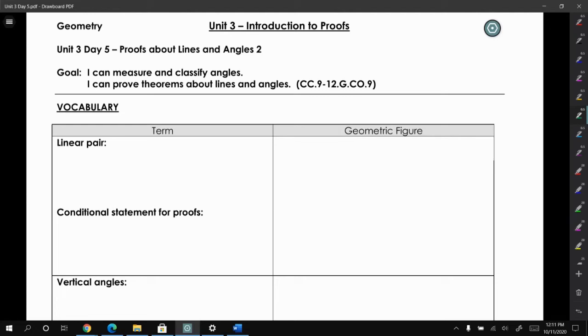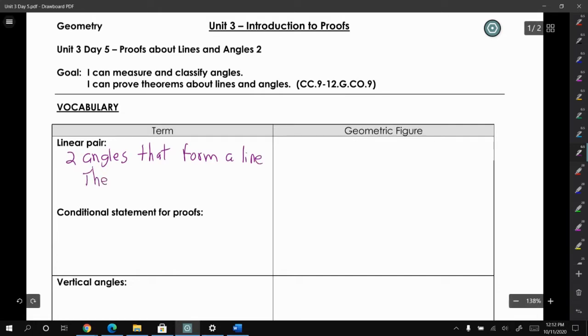Right, today we're going to talk about two more terms when it comes to angle pair relationships. One of them is called a linear pair. It's two angles that form a line. Linear line and pair, that's two things. And they add to 180 degrees like all lines do. So you could also say that those angles are supplementary.